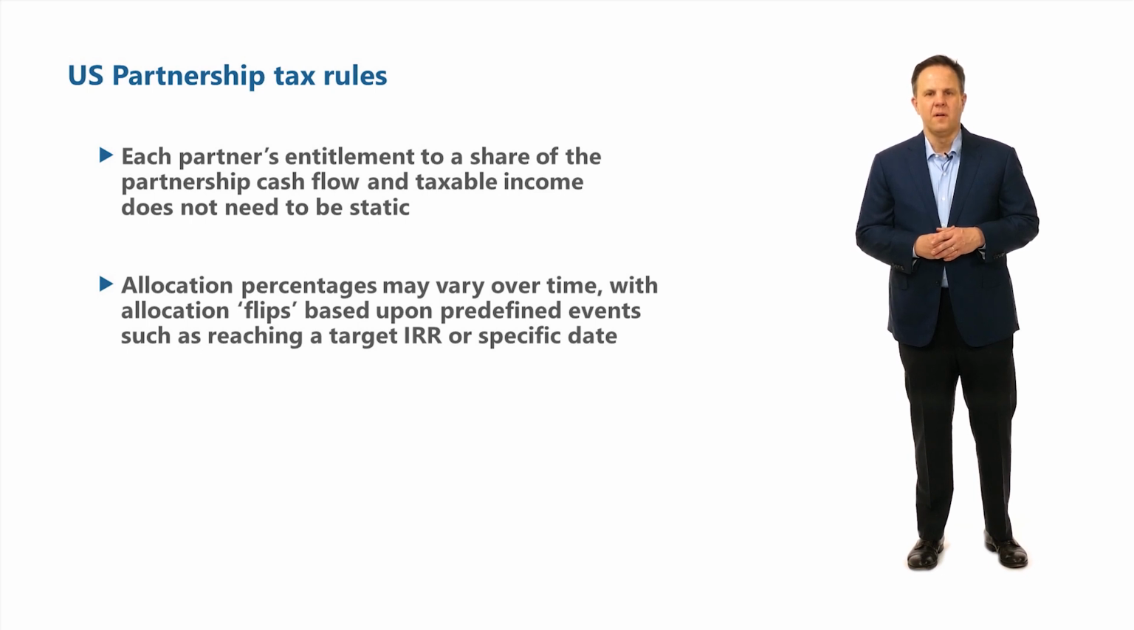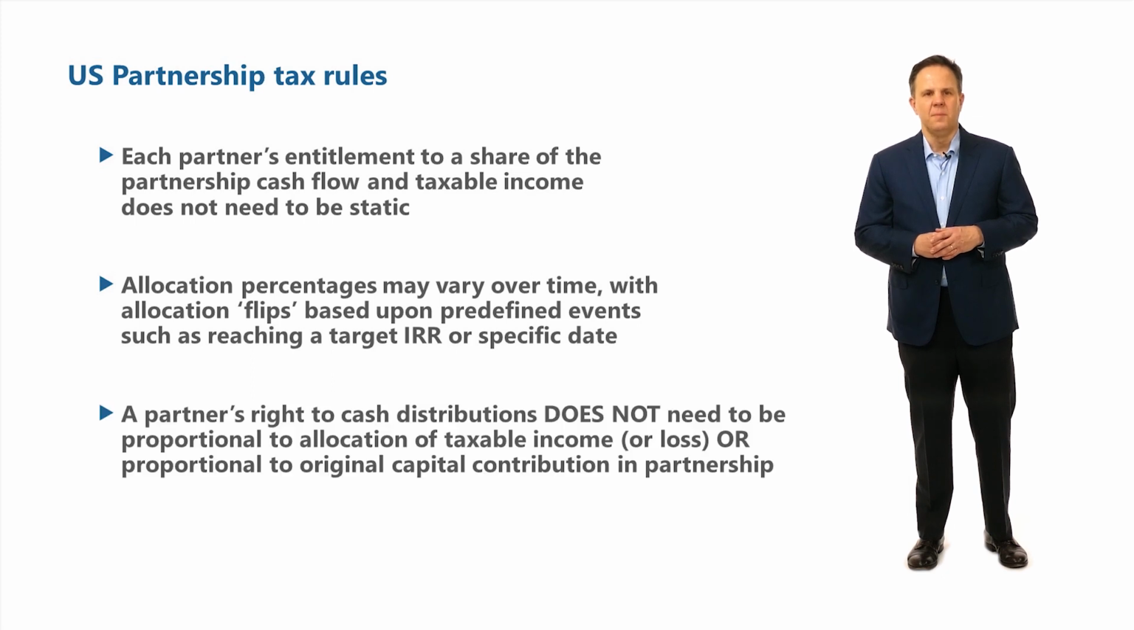In any given year, a partner's right to cash distributions does not need to be proportional to its allocations of taxable income or loss, which does not need to be proportional to its original capital contribution to the partnership. While partners have much latitude to negotiate a variety of allocation structures, there are several rules imposing limits on the way in which these allocations must work.